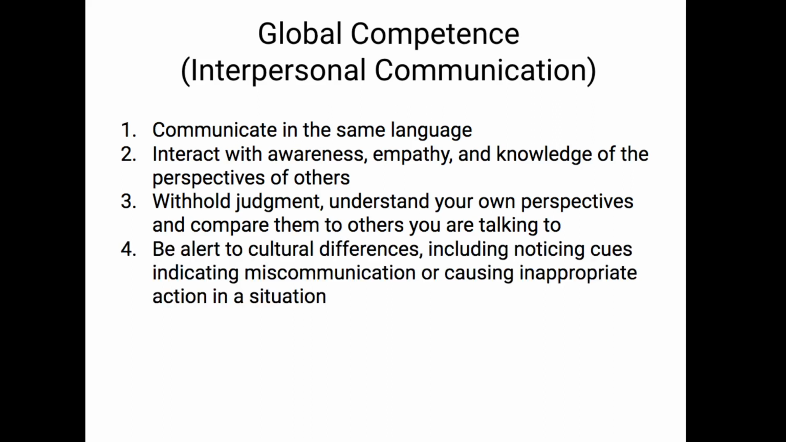And that means being alert, being aware of cultural differences, including noticing cues, so noticing signals, indicating miscommunication or inappropriate action. So, for example, somebody's reaction to something that you do or something that you say, being aware of their reaction and being sensitive to that. And again, in a non-judgmental way, but realizing, okay, so what I'm doing is making this person uncomfortable or making this person confused.